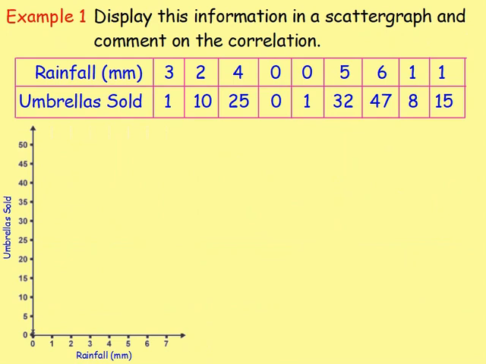whatsoever. Example 1, let's move on to actually plotting points on a scattergraph and commenting on the correlation. So we've got the rainfall in millimeters at the top, and we've got the number of umbrellas sold at the bottom. We are wanting to put that into our scattergraph, so we'll have our x and our y axes. I've put rainfall at the bottom. The biggest number here is 6, so I'm going up to 7. I'm putting 7 down there. And for the umbrellas sold, the highest number is 47, so I'm going up in 5s and taking that up to 50. What we need to do is plot each of these points.